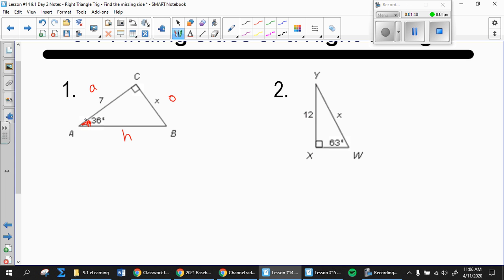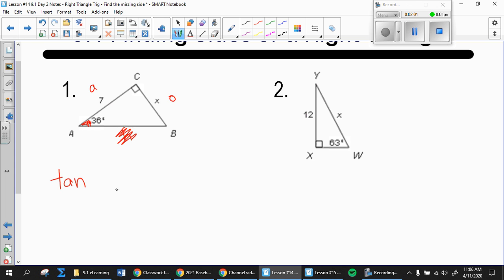Then I have to decide, am I using sine, cosine, or tangent? On this problem, I don't even need the hypotenuse. The only two sides I'm using are the side given to me, the adjacent, and the side I'm trying to find, the opposite. So the trig function we want to use is tangent.